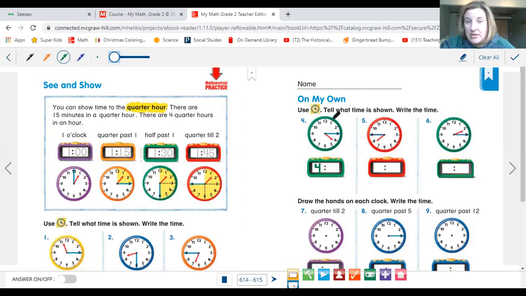Now this is counting by 5. So you start at the 1, 5, 10, 15. So this would be 4:15. Sorry, my 1's a little wonky there.